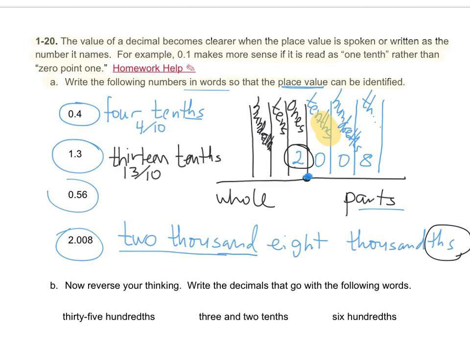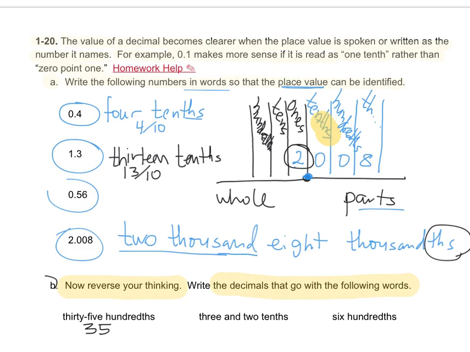In letter B, go ahead and try on your own. It says to reverse your thinking. Reverse your thinking, write the decimals that go with the following words. Use the chart on your paper or in this video, and now try it on your own.